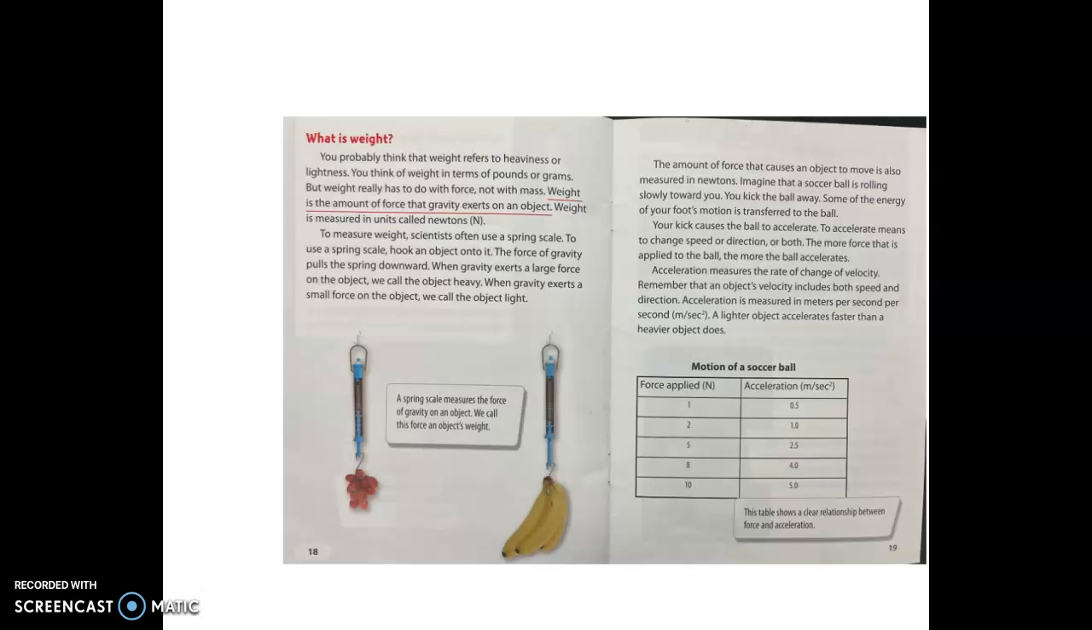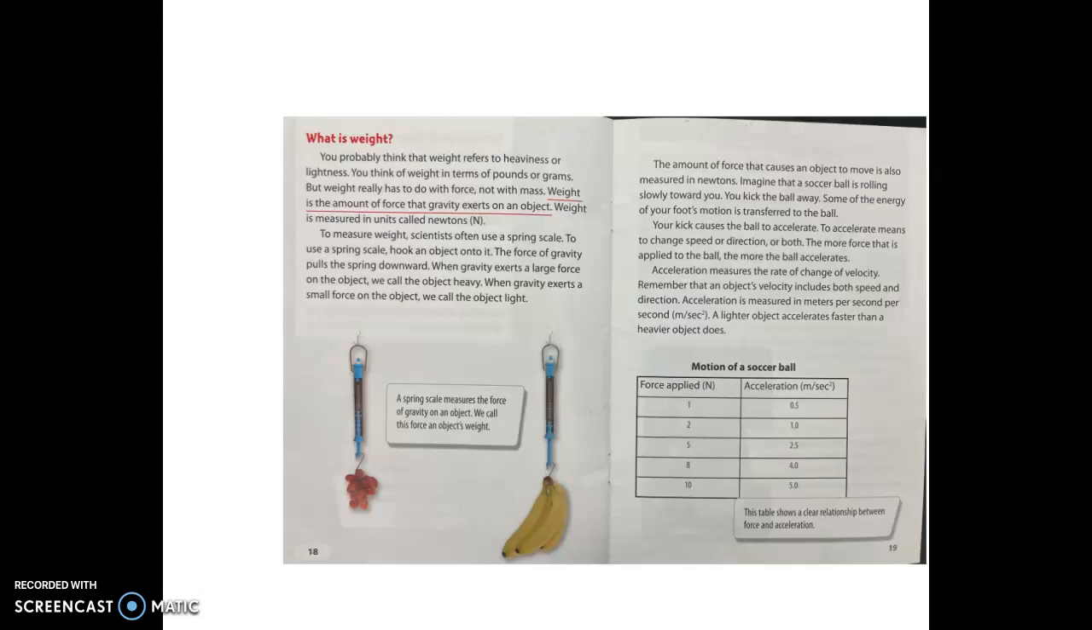To measure weight, scientists often use a spring scale. To use a spring scale, hook an object onto it. The force of gravity pulls the spring downward, and when gravity exerts a large force on the object, we call the object heavy. And when gravity exerts a small force on the object, we call the object light. A spring scale measures the force of gravity on an object. We call this force an object's weight.